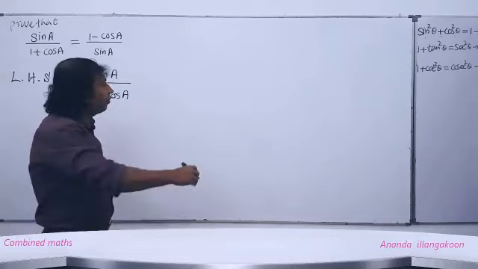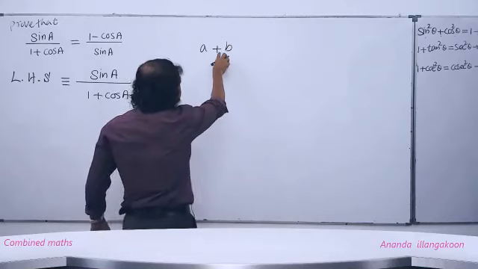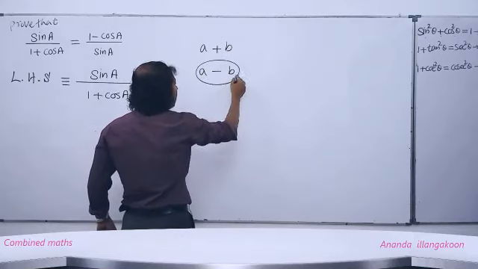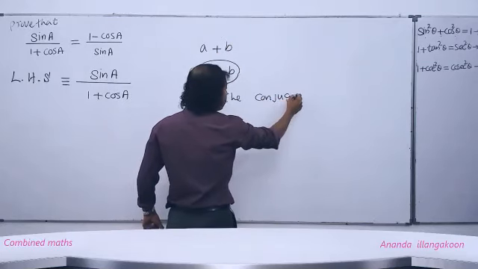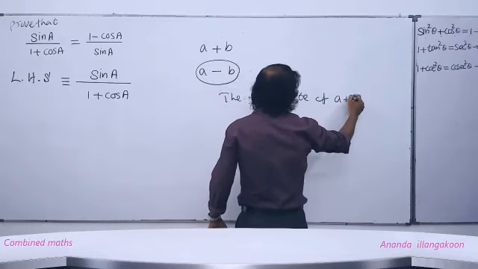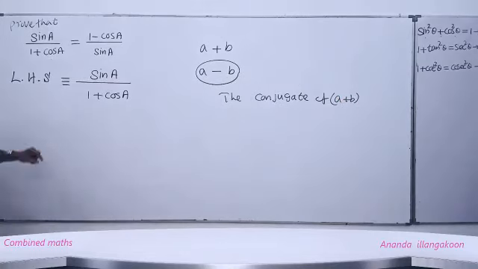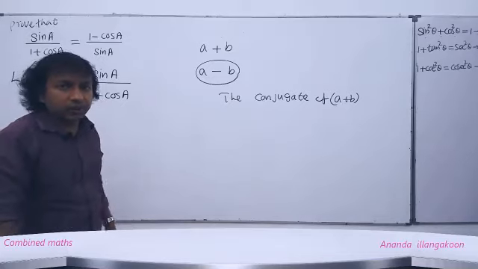Right? Like that, people, when we have an expression of two terms, A plus B, for example, by changing the middle sign to the opposite, we get A minus B. This one is called, people, the conjugate. The conjugate of what? A plus B. Conjugate of A plus B. Then what I do is, people, both this numerator and this denominator we multiply by the conjugate of 1 plus cos A. That means the conjugate of 1 plus cos A is 1 minus cos A.